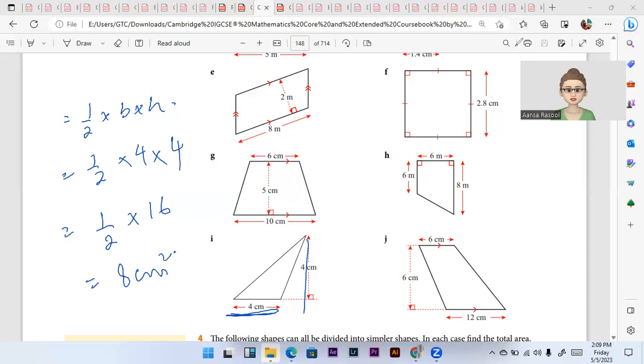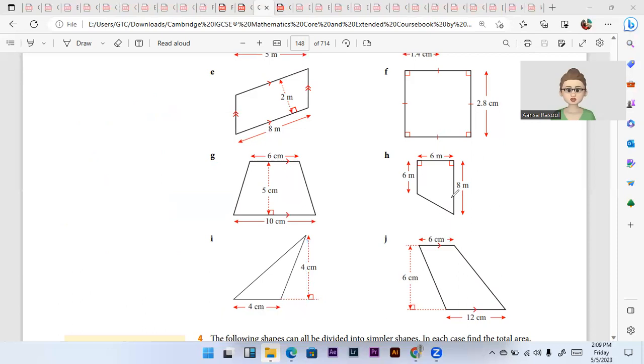Next shape, you can split this shape, or it's also a trapezium. If you don't split it, that's fine. So what are the parallel sides? This side is parallel and this side is parallel. So it will be 6 plus 12 divided by 2 into height 6. 6 plus 12 is 18. 18 divided by 2 into 6. 2 into 9 is 18, 9 into 6 is 54 centimeter square.